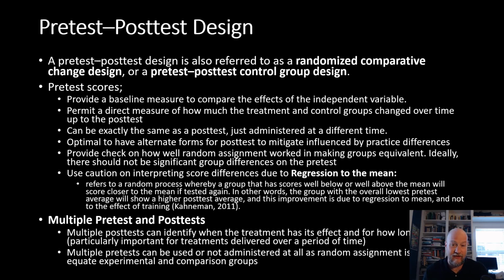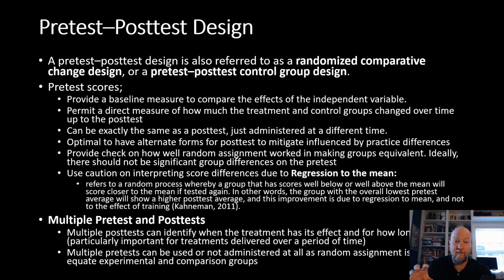This is not due, at least not entirely due, to the impact of whatever it is you manipulated or whatever you trained this group on. So we have to be careful about how we interpret those pretest differences, but it is a nice way to check and see if random assignment worked. It also allows us to incorporate that knowledge about the differences between the groups at the pretest stage into our analysis, as I said, and at least control for it statistically.